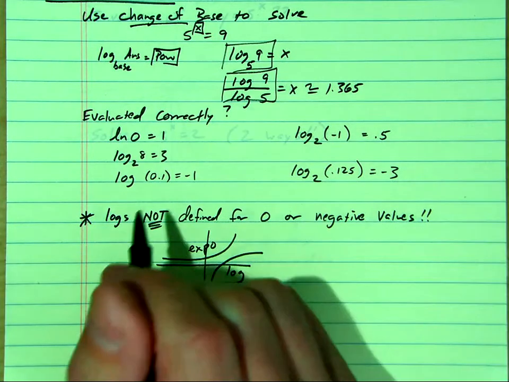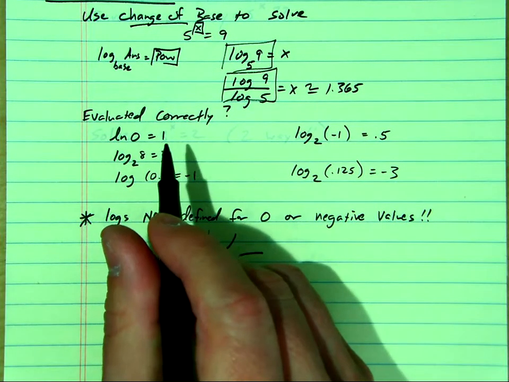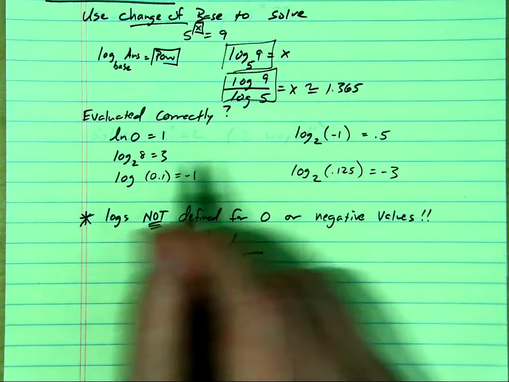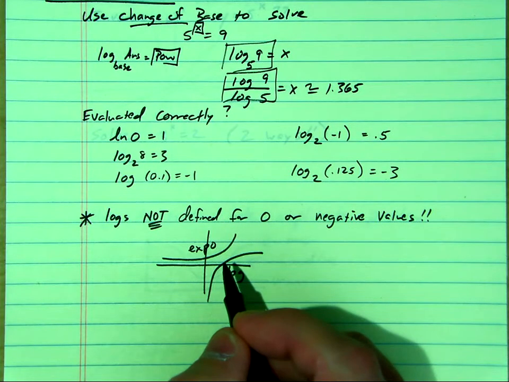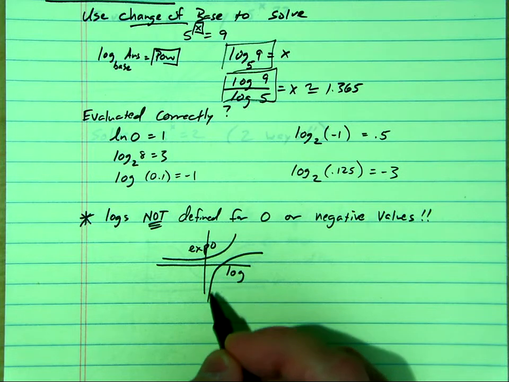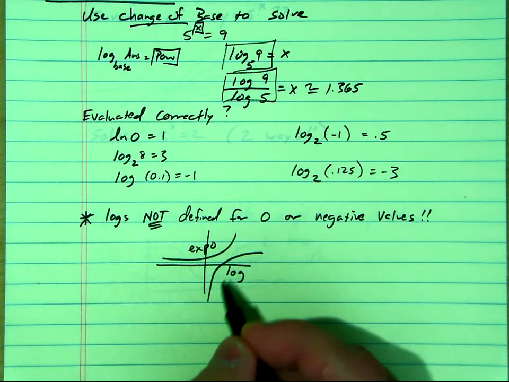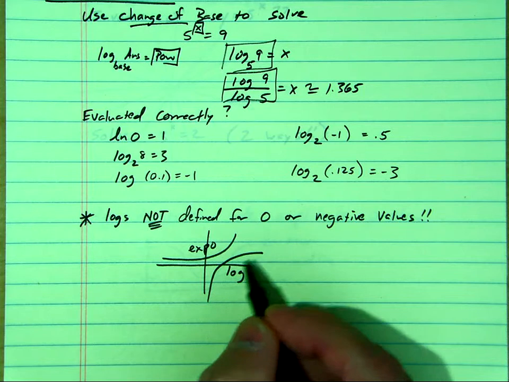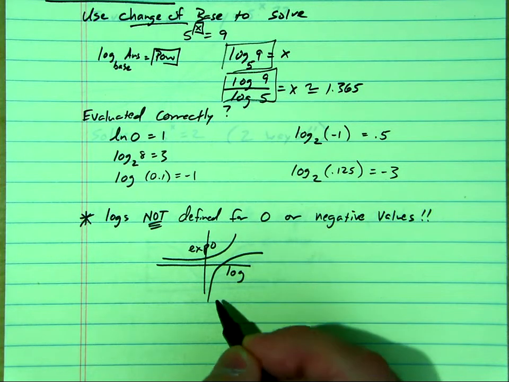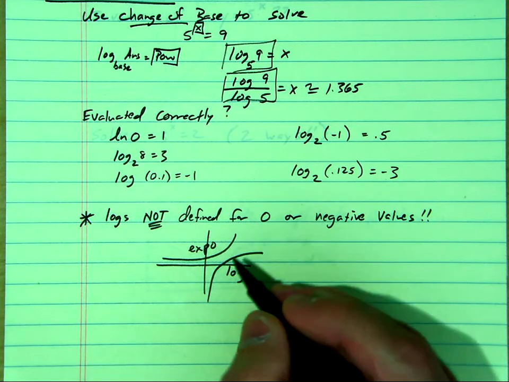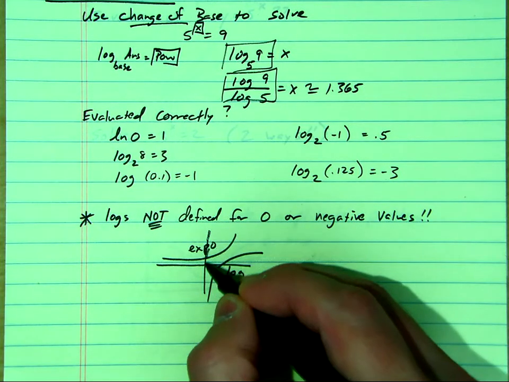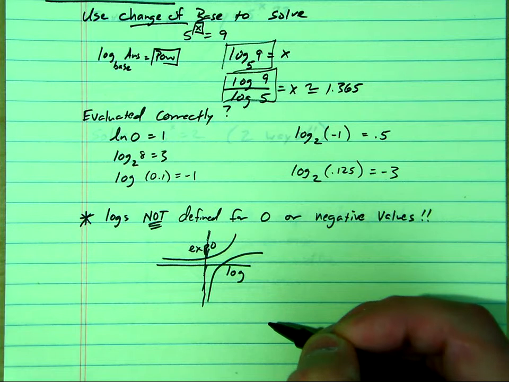Okay. How about this one? Which ones are evaluated correctly? Before we go back and look at these, we need to look at the no-nos of logarithms. This is the graph of a parent logarithm. You see this on the bottom right here? You have to remember that logs are not defined for 0 or negative values. This y-axis is the vertical asymptote. So logs are not defined for 0 or negative values.